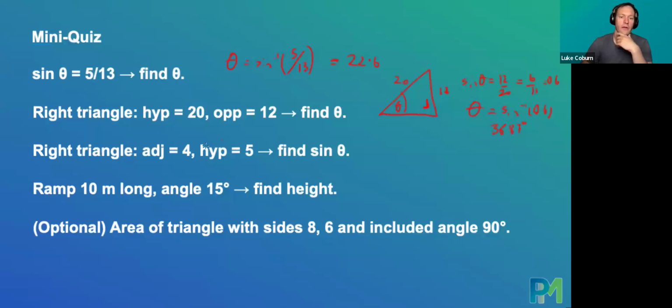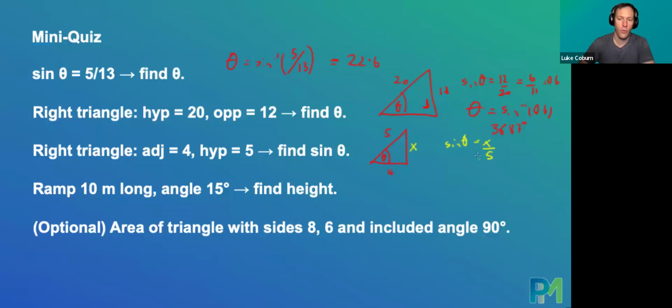Okay, right angle triangle, the adjacent is 4, the hypotenuse is 5. Find the sine of theta. So let's go ahead and draw this. The adjacent of the angle theta is equal to 4. The hypotenuse is 5, and this side here, the opposite side, let's call it x, we don't know what it is. Now, if we want to work out sine of theta, we're going to need that opposite, we're going to need that x, okay?